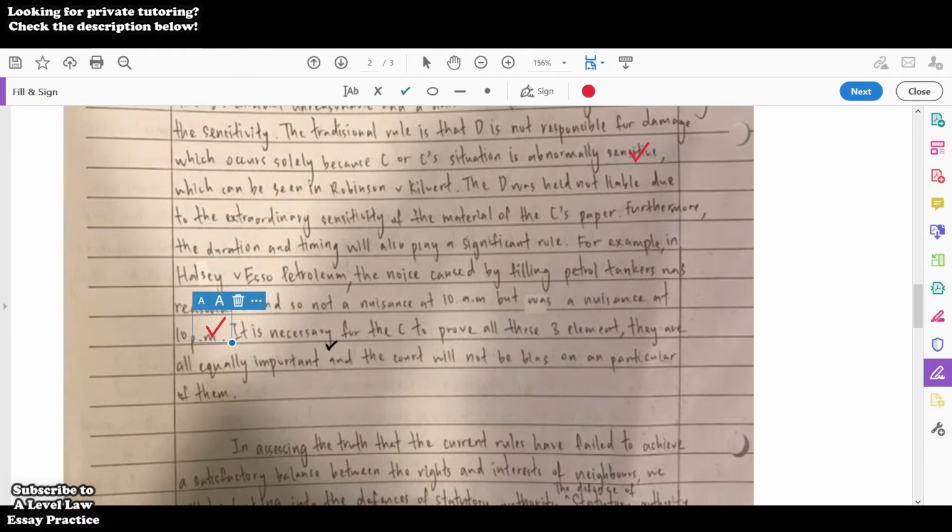It is necessary for the claimant to prove all these three elements. They are all equally important, and the court will not be biased towards any particular one of them.